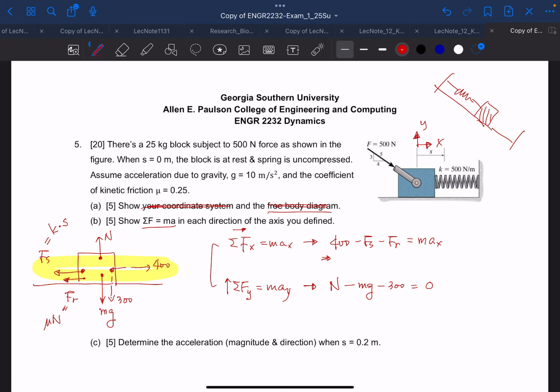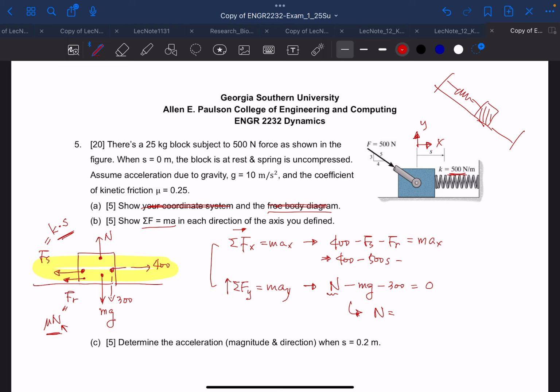So from here, it's going to be 400 minus F_s, which is k times s. K is 500 as well, so 500 s, minus this is mu times N. So we need to know that N, which is going to come from here. So let's try this first. N is going to be m times g.